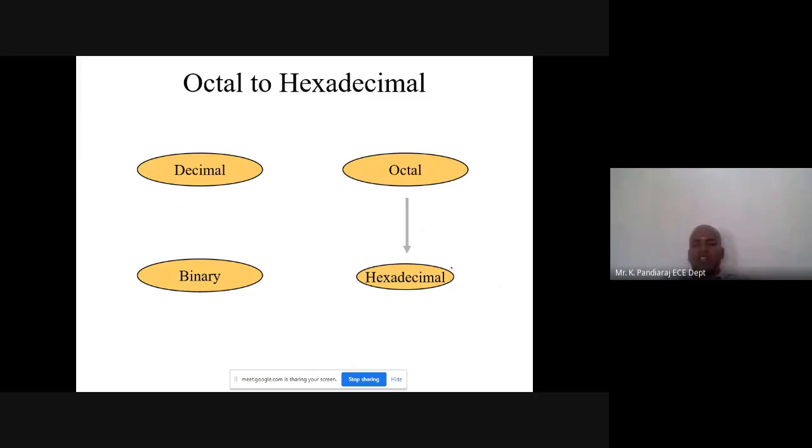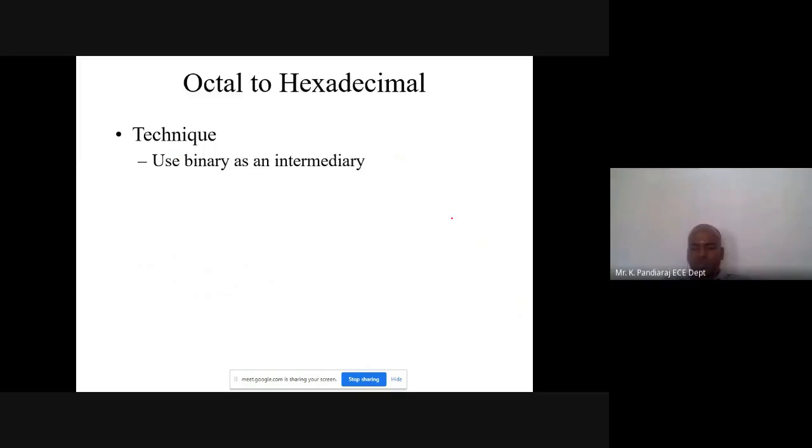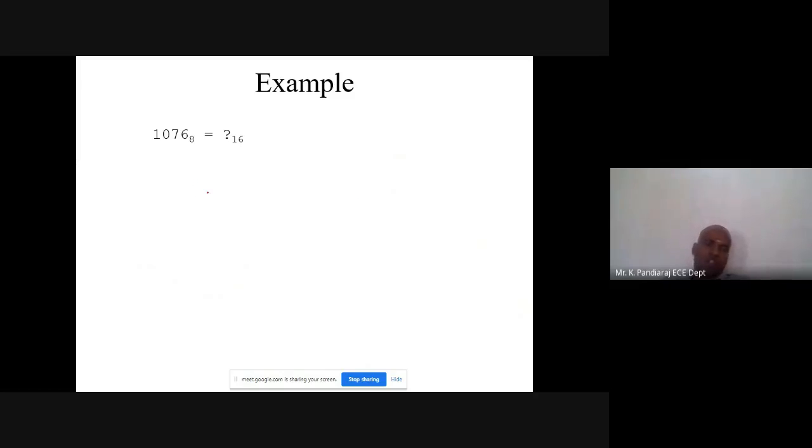So octal to hexadecimal. Here we are going to follow 2 conversions. First, we convert octal to binary. Then the binary is converted into hexadecimal. So for octal to binary, we need 3-bit representation. Then for binary to hexadecimal, we need 4-bit representation. So have a look at this. 1076, first I'm going to write this in binary format, that is 001, 000, 7 is 111 and 6 is 110.